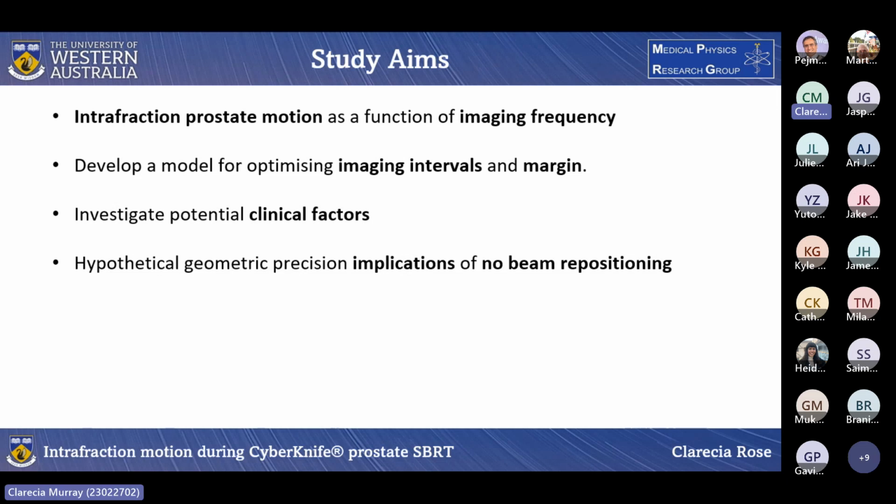So the aim of this study was to characterise intrafraction prostate motion as a function of imaging frequency using the treatment data gathered from patients treated with CyberKnife at Sir Charles Gairdner Hospital, to develop a model to optimise imaging intervals and applied geometric margin combinations, to investigate clinical factors that may or may not predispose patients to intrafraction motion, and assess the potential impact on geometric accuracy if beam reposition had not been employed. And in this study, that's been called prostate drift.